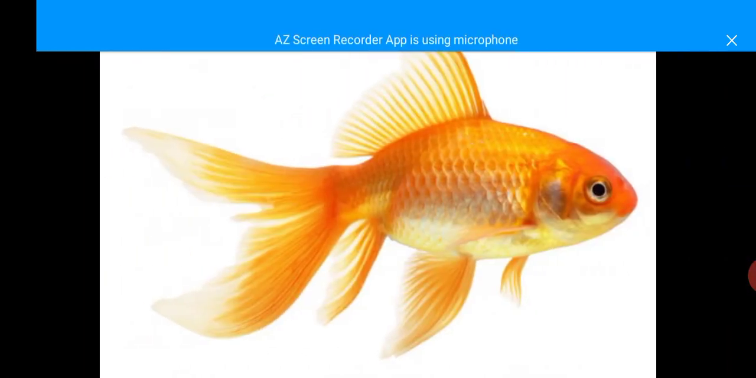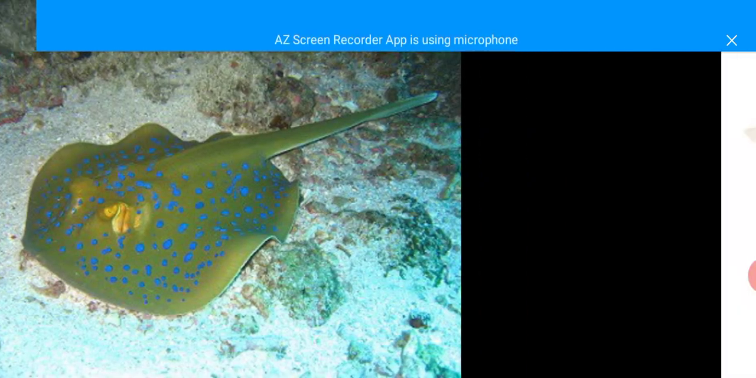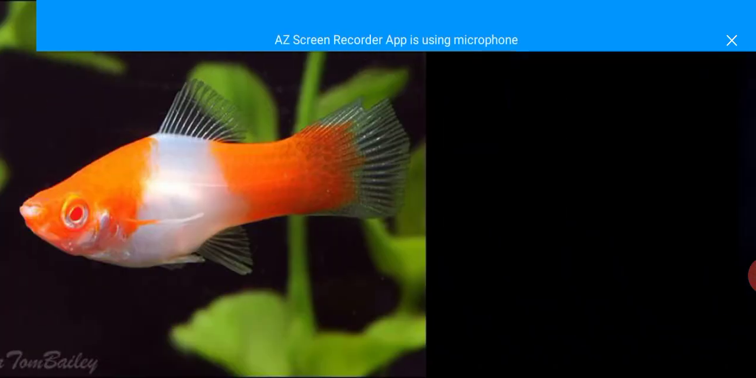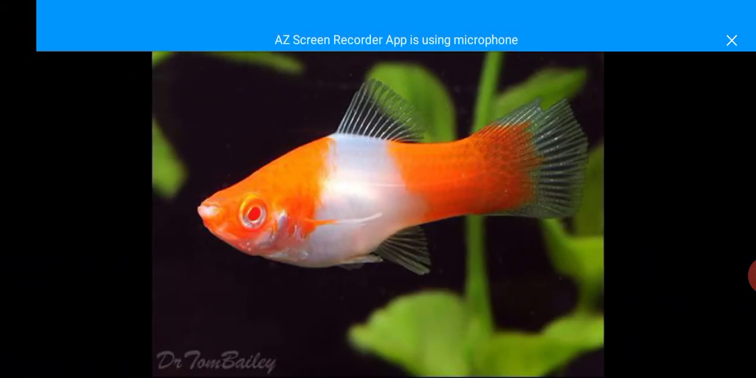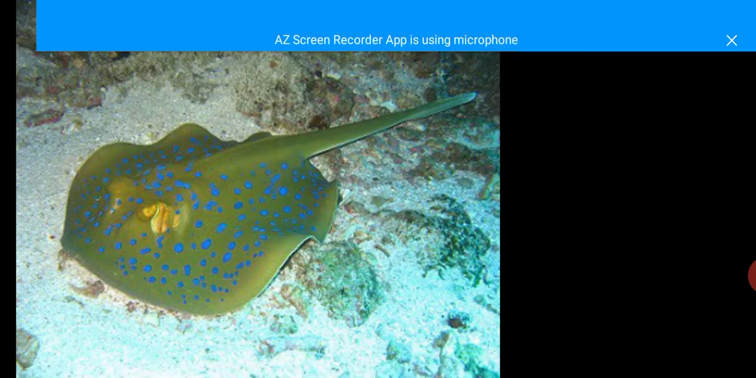Also the goldfish. Oh, nice. What a nice color here. Okay, goldfish also live in fresh water. Okay, so these fish live in fresh water: the tetra, the swordtail, the goldfish.